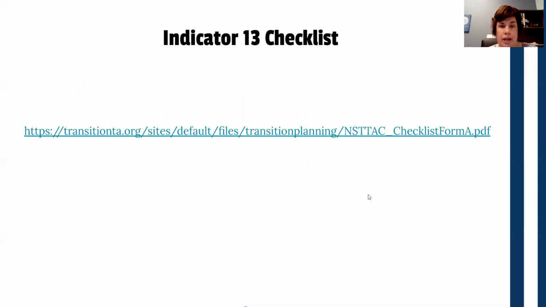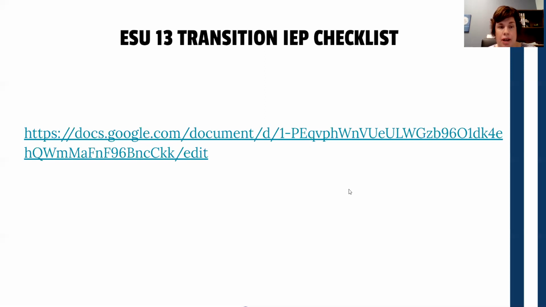So here we have the indicator 13 checklist. This is through Intact. It's a great cheat sheet that you can use. It has you mark yes or no. Are you doing this? If so, mark yes. If you're not, mark no, what you need to do. So it is always a good idea to use the indicator 13 checklist when you are writing your IEPs. Here's another transition IEP checklist. This was developed by one of our staff here, Pam Brzezinski at ESU 13. And it's very similar to the Intact one, just broken down maybe a little bit more.